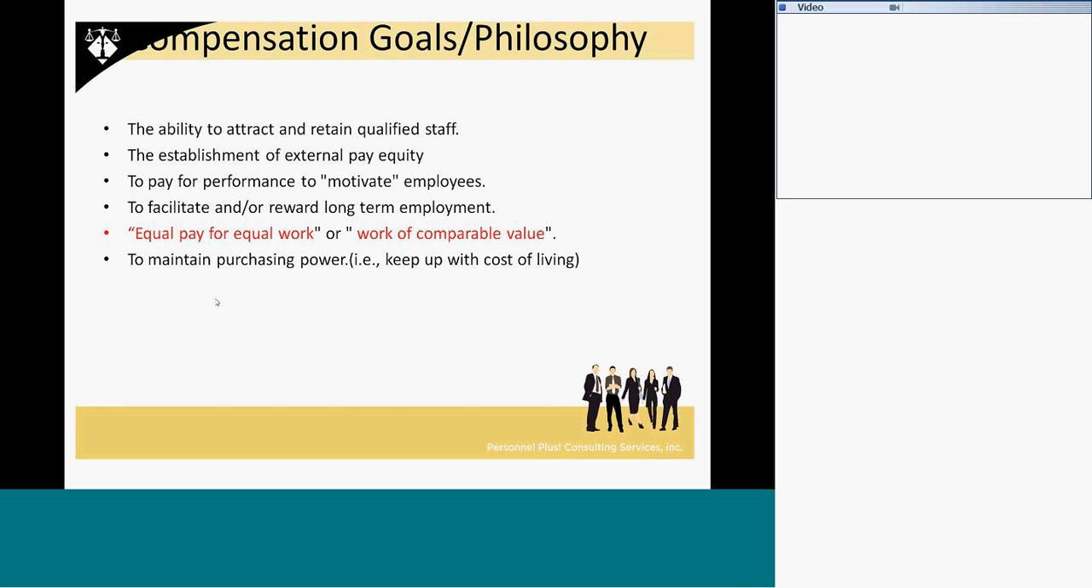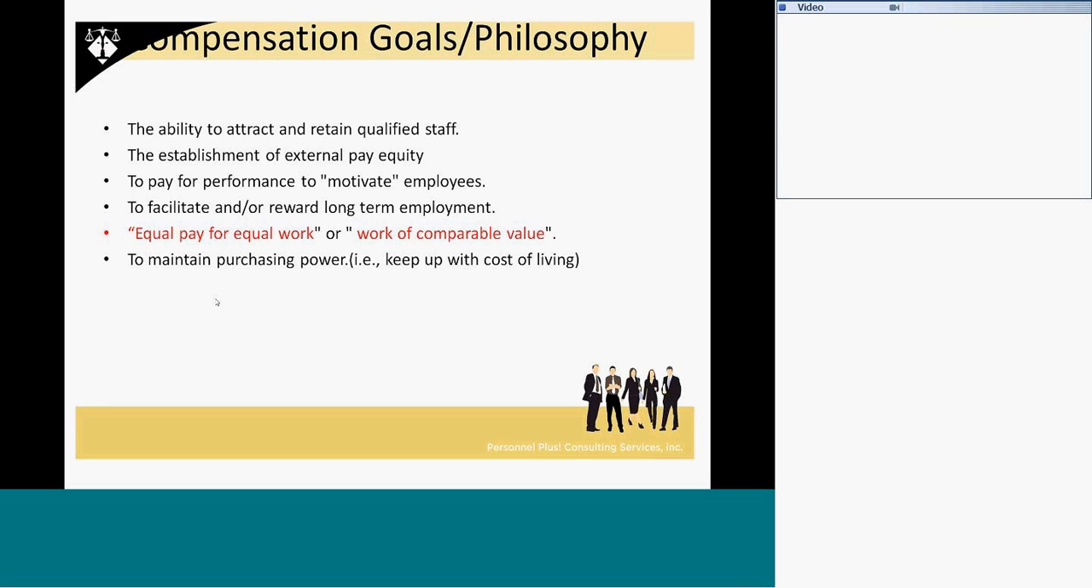So if you don't have to pay a man and a woman differently, in other words, one has a PhD in the relevant field, another one has a B.A. in that field. If you don't have something like that, then you probably should be paying them the same.